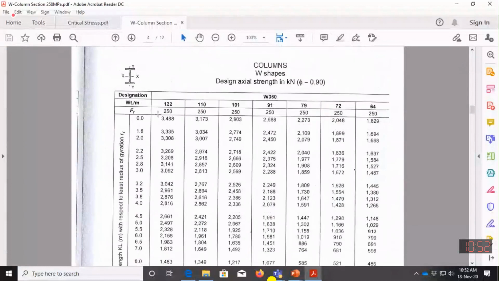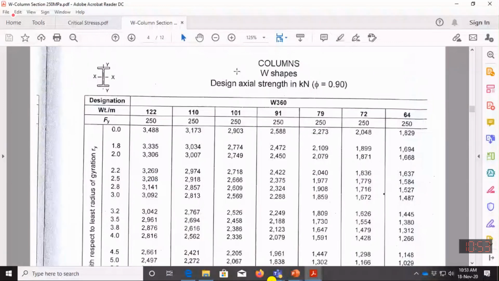Okay, in this table, you will see that we are provided different columns. At the top, in the first row, the designation or nominal depth of any section is written, which is, for example, in this case, W360. So W360 means that all these columns belong to a W section whose nominal depth is 360.